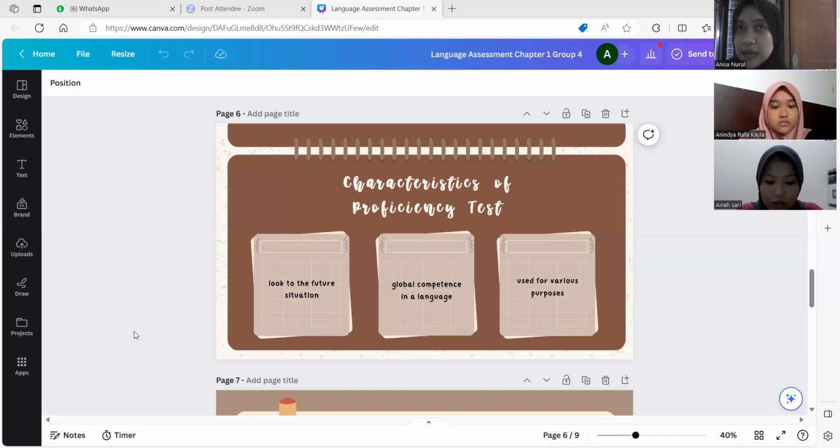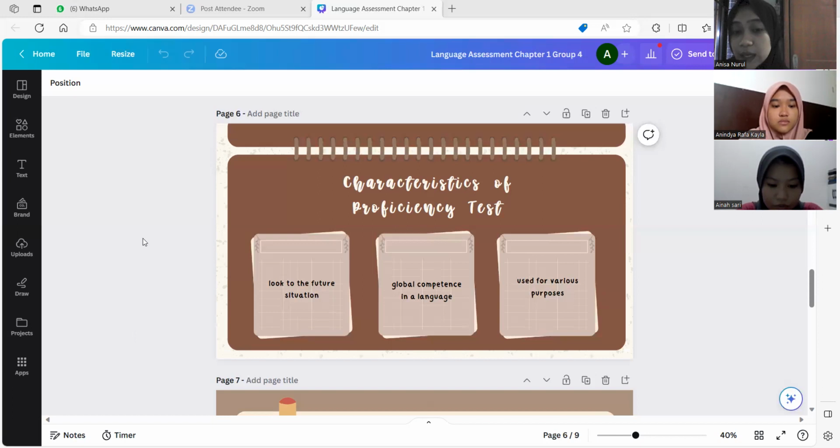Previously we have learned about diagnostic tests. In diagnostic tests, they want to measure particular aspects, such as pronunciation. Meanwhile, proficiency test assesses global competence such as speaking, listening, reading, and writing. And then it is used for various purposes. So these tests can be used for various purposes such as language certifications, admission to educational institutions, and then employment requirements or personal development.